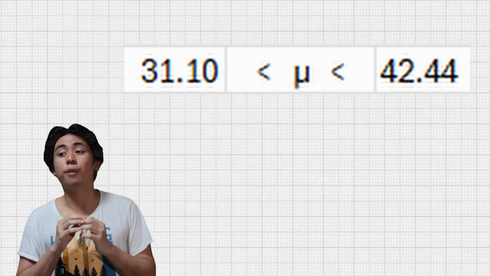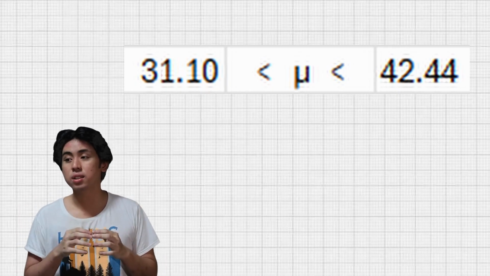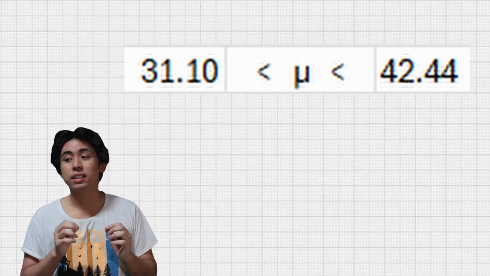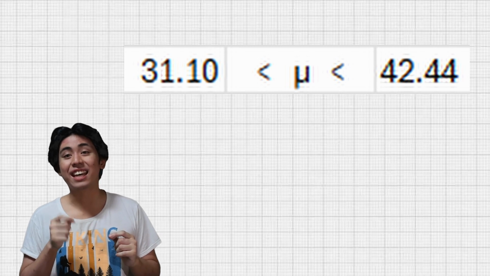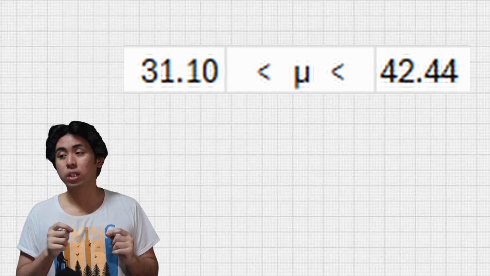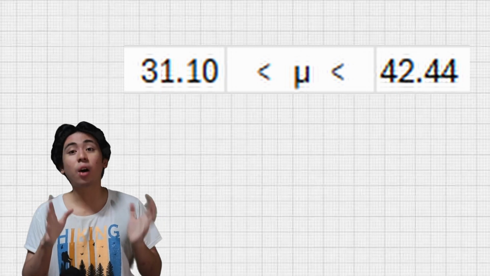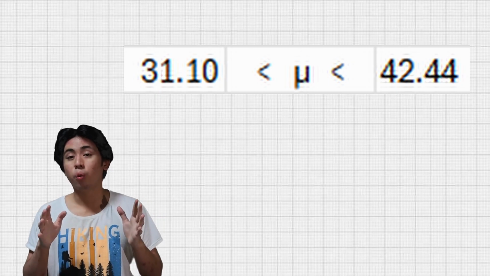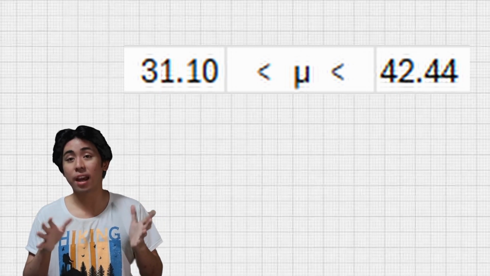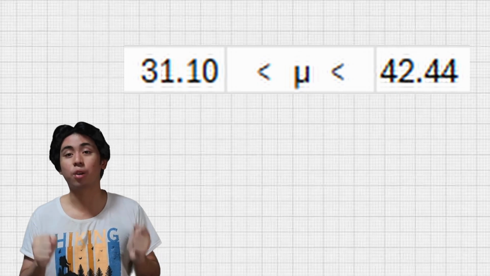The 95% confidence interval for the true mean allowance for post-secondary students is $31.10 and $42.44. So this is a range, calculated from our sample, within which the students have on average this amount of money for their allowance.